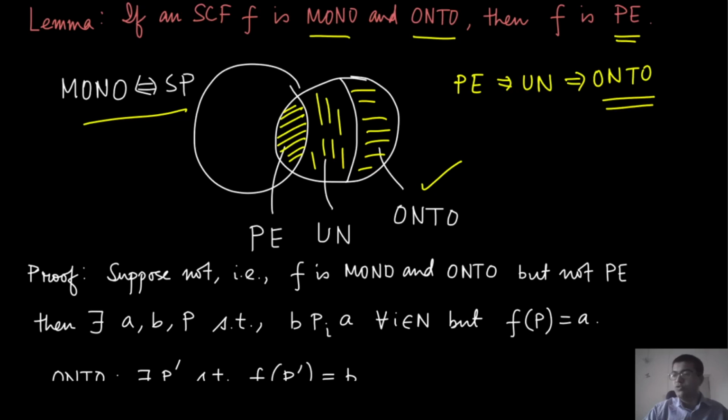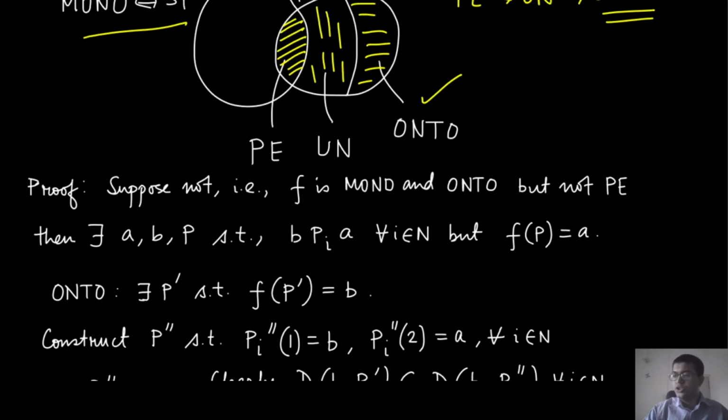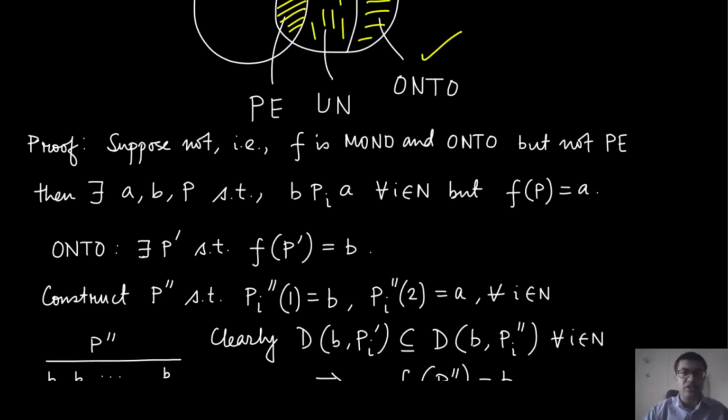So let us now prove this lemma formally. This proof is again by contradiction. Suppose that the social choice function f is monotone and onto but not Pareto efficient. So what does not Pareto efficient mean? That there exists a pair of alternatives A and B and a preference profile P such that B is above A for all the players, and the social choice outcome is choosing that Pareto dominated alternative A.